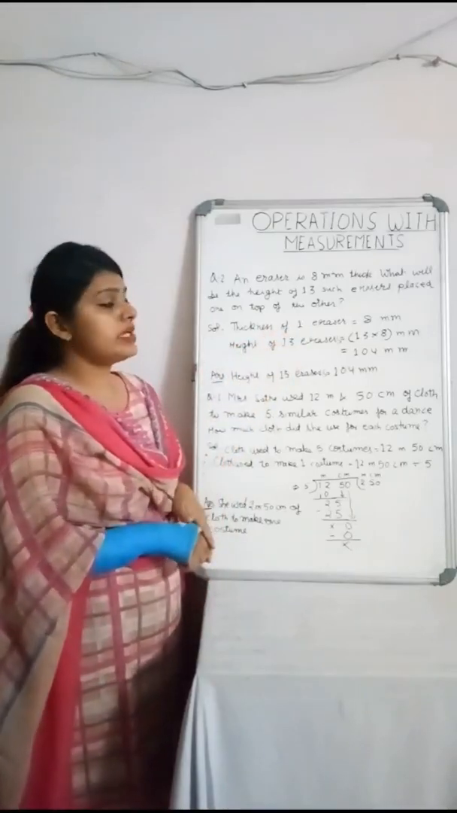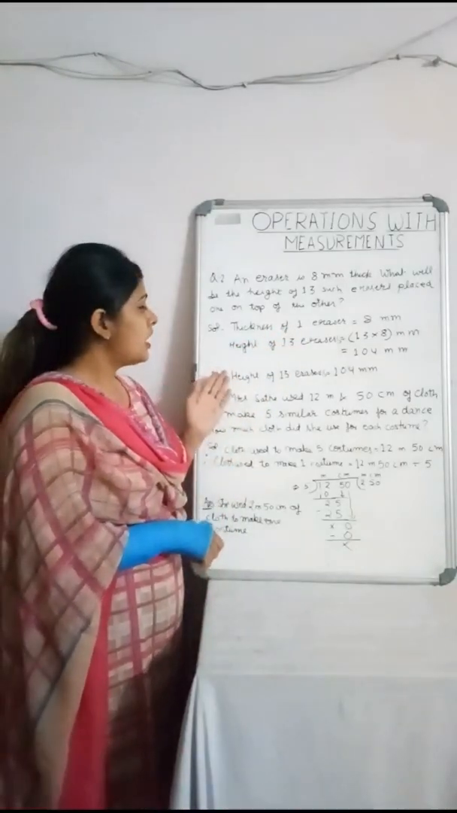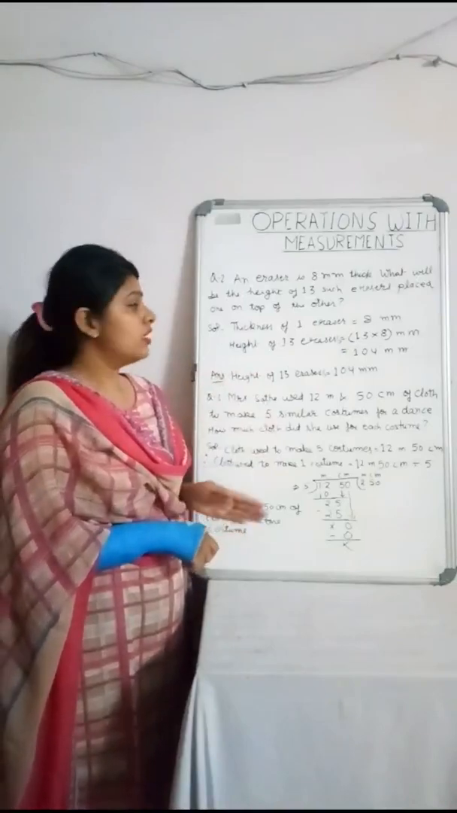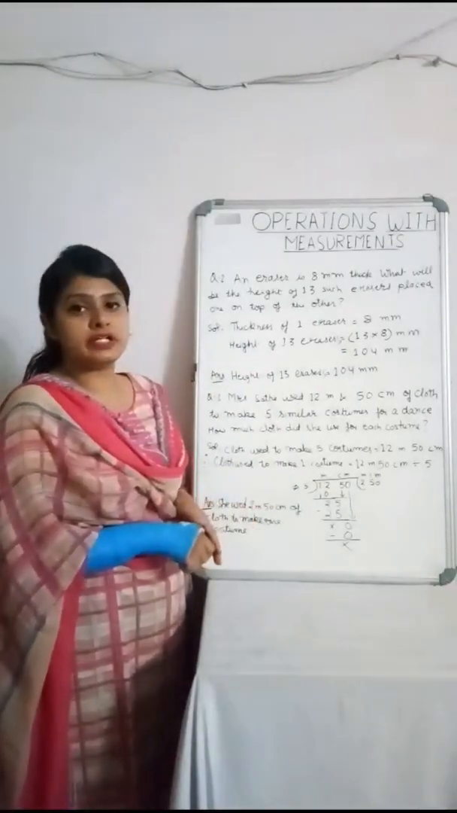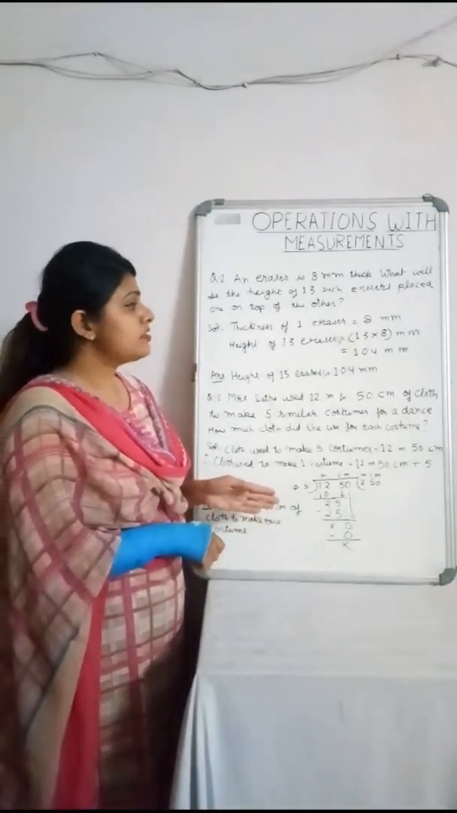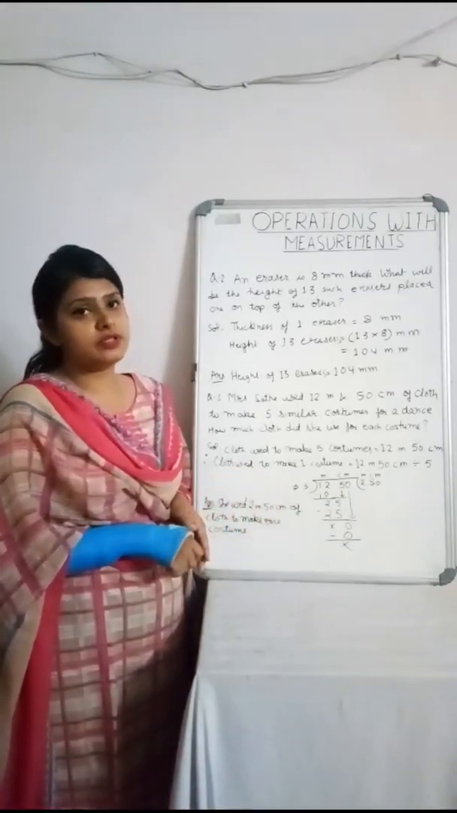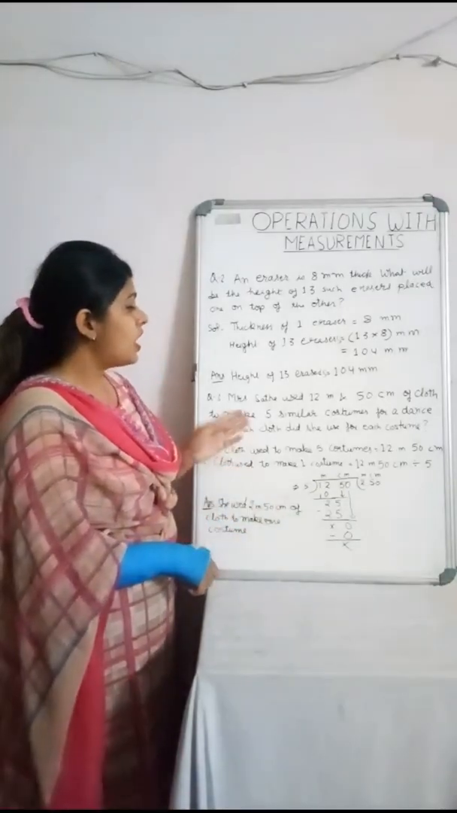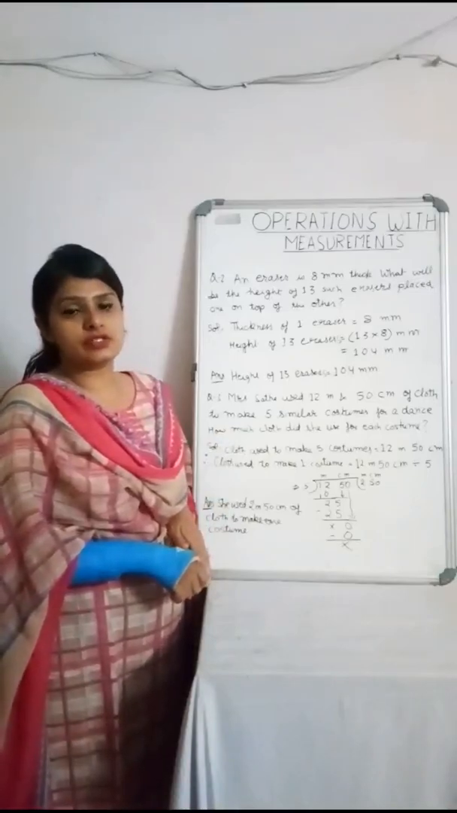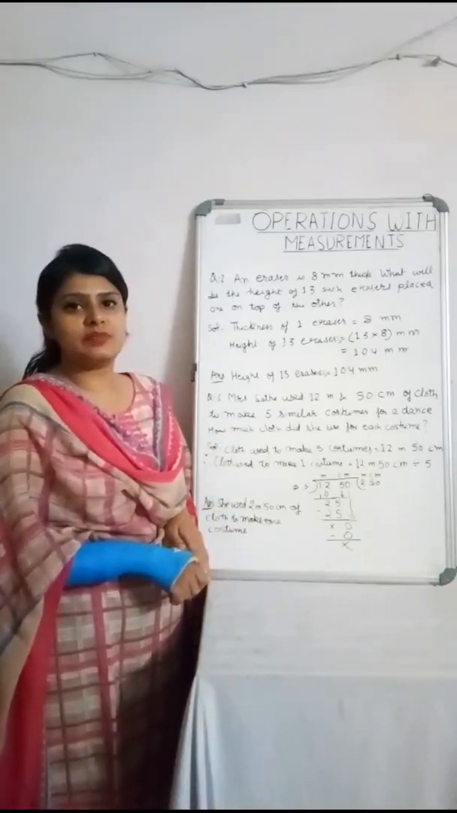Thickness of one eraser 8 mm. Height of 13 erasers, 13 multiplied by 8 millimeters, that is 104 millimeters. So height of 13 erasers will be 104 millimeters.